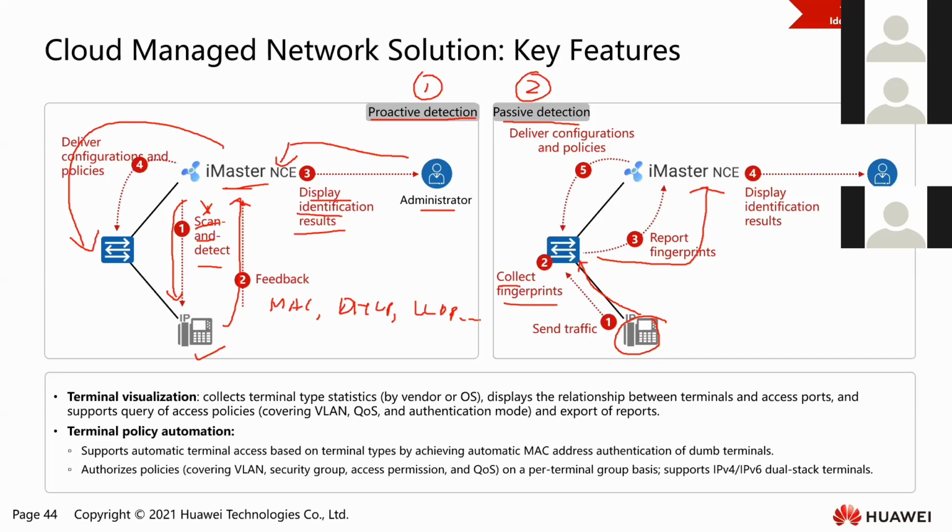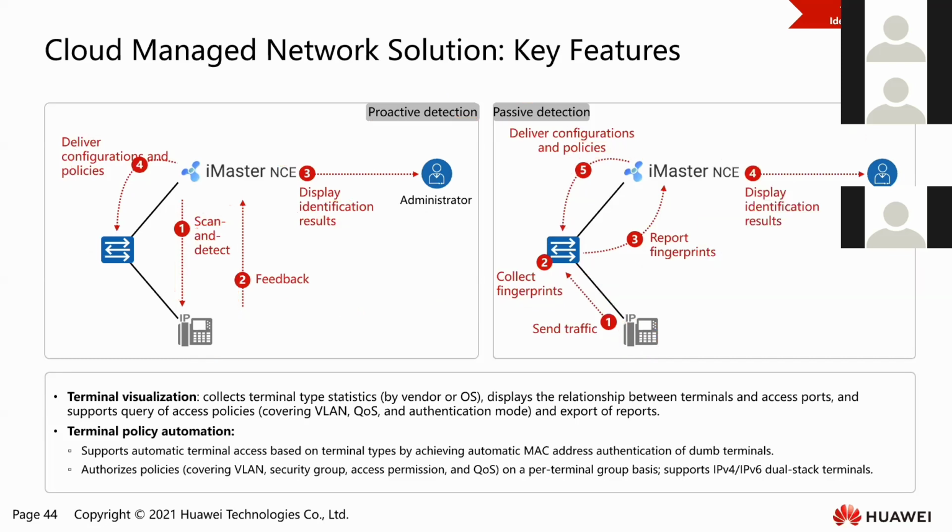Once NCE Campus receives this fingerprint, it will display the identification result for the administrator, and it will check whether this user or device is an IP phone or a PC, and whether it should be able to access our network. It will check all these details, and if authorized, our NCE Campus will deliver the configuration and policy based on the device type.